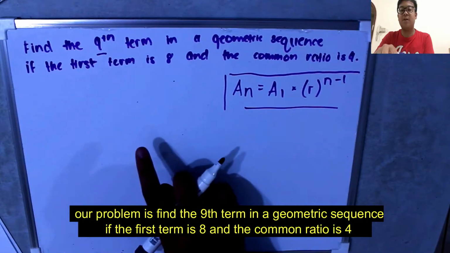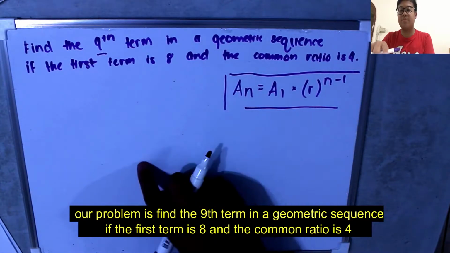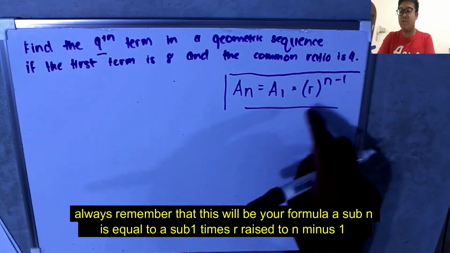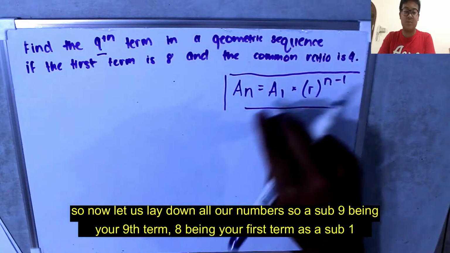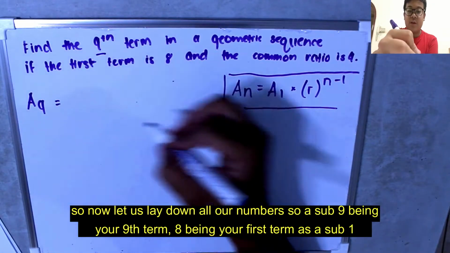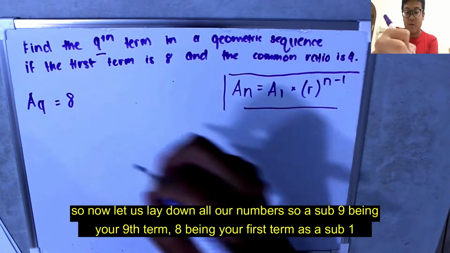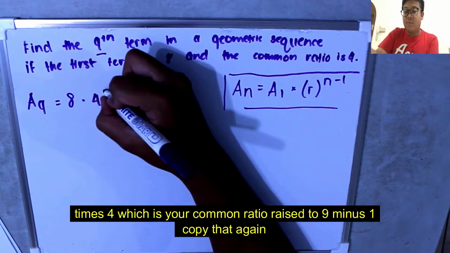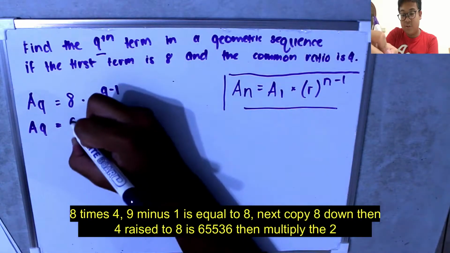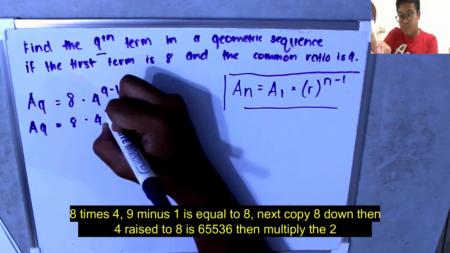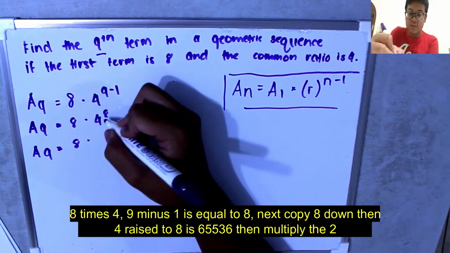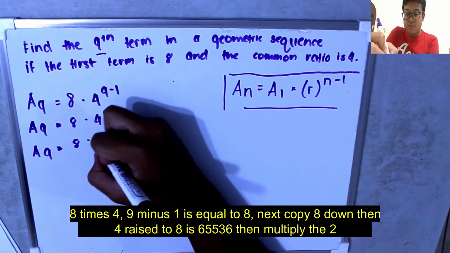Our problem is: find the ninth term in a geometric sequence if the first term is 8 and the common ratio is 4. Always remember this formula: A sub n is equal to A sub 1 times r raised to n minus 1. So now let's put down all our numbers. A sub 9 being your ninth term, and 8 being your first term, A sub 1, times 4, which is your common ratio, raised to 9 minus 1. Copy that again: 8 times 4 raised to 9 minus 1, which is 8. Next, copy 8 down, and 4 raised to 8 is 65,536.